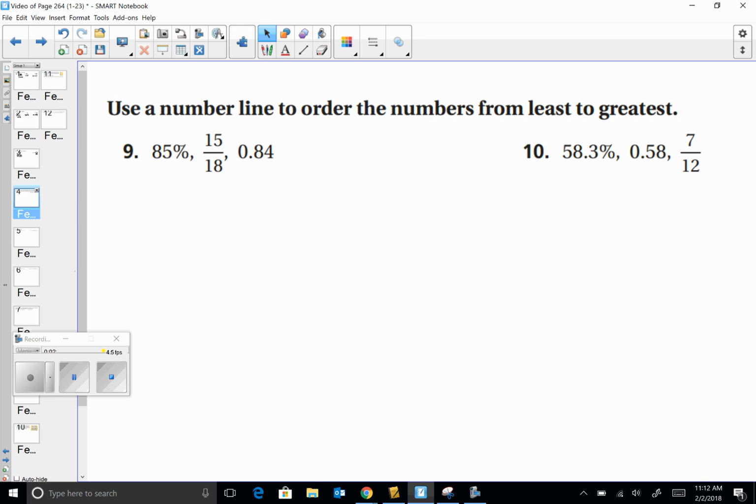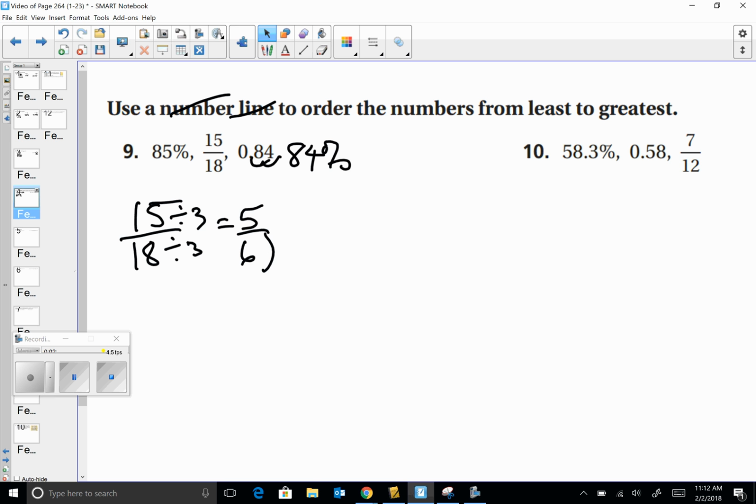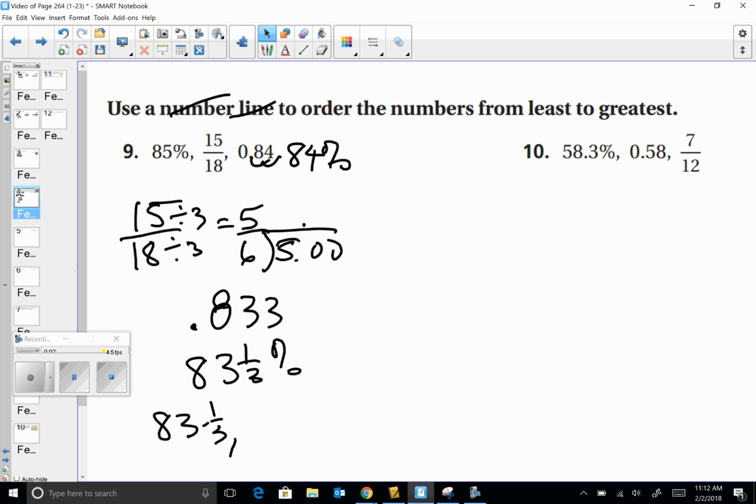All right, number 9. We're not going to worry about doing this on a number line. We're just going to order them from least to greatest. But we do want them in either a percent or a decimal, which is the easiest way to compare these. So I know that this is 84%. And we have 85%. So we got to figure out the 15 over 18. We did this before we were allowed to use calculators. I'm dividing by 3, dividing by 3. So we have 5 over 6. I can do long division, or I got my calculator sitting next to me and I'm going to do that. 5 divided by 6 is 0.8333. So this is 83 1/3%. All right, so from least to greatest is going to be 83 1/3%, or 15/18. Okay, the next one is going to be 84%, which is 0.84, and then the last one is 85%.